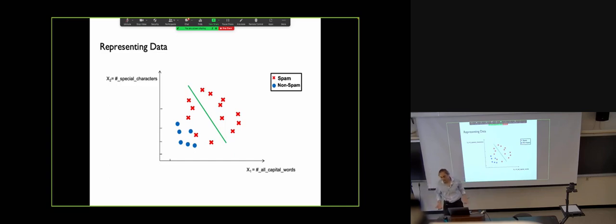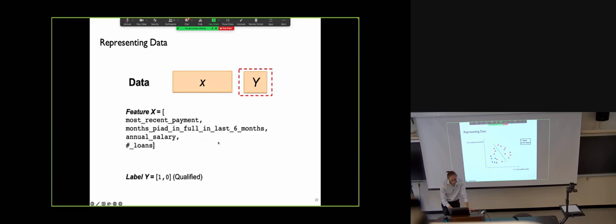So how do we represent data in practice? One way we could represent data is to plot it on different dimensions. Here we have one dimension on the x-axis and another on the y-axis, x1 and x2. These could be features that we extracted from emails, and we want to classify and predict whether emails are spam or not spam. So this is one way you could represent data. You could visualize it like this.